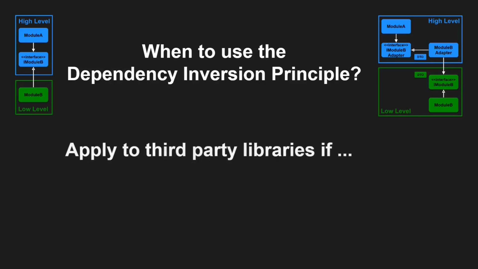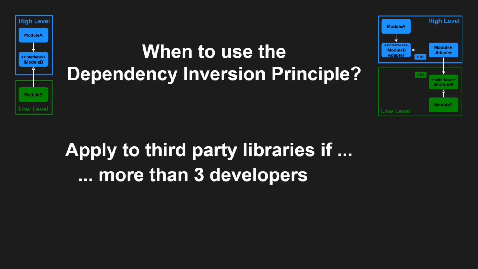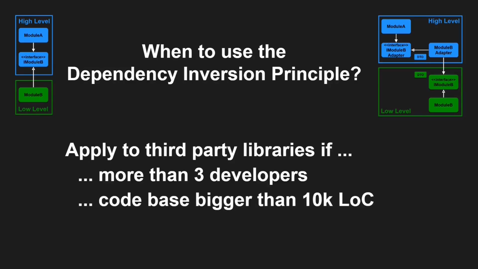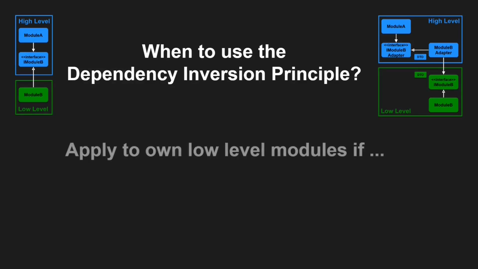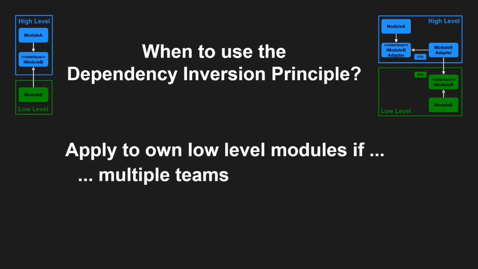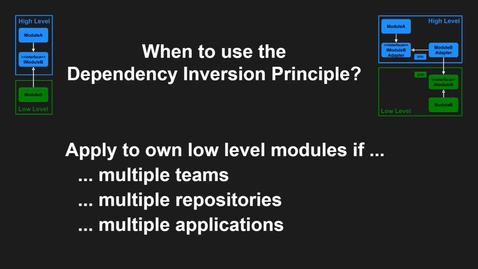Apply the dependency inversion principle to third-party libraries, specific technologies, and external services if your team has 3 developers or more, or your codebase is bigger than 10,000 lines of code, or your project has an expected lifetime of more than 12 months. Apply the dependency inversion principle to your own low-level modules if multiple teams are working in the codebase, or the project spans multiple source control repositories, or multiple applications are based on the low-level modules.